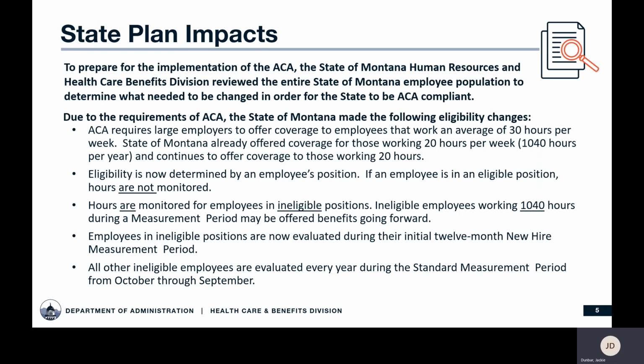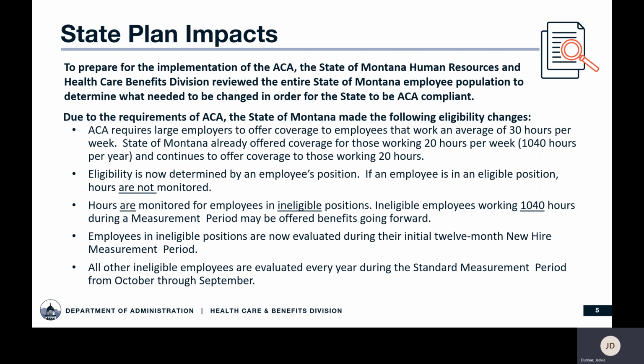The ACA requires employers to offer benefits to employees working an average of 30 hours per week. Montana Code Annotated, or MCA, already required the state of Montana to offer state plan benefits to employees with a work schedule of 20 hours per week. Due to the MCA, the state of Montana does not use the 30-hour average and continues to provide benefits for employees working 20 hours per week or 1,040 hours per year.